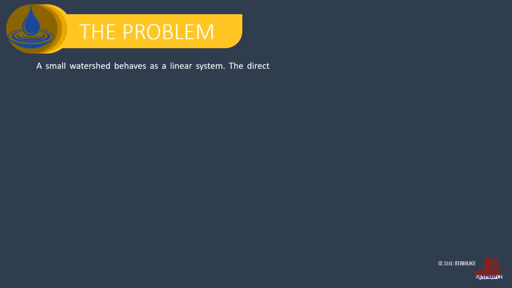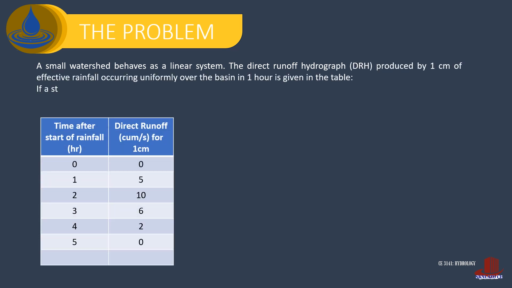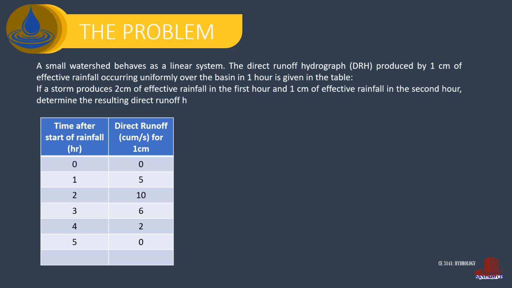The second example involves a small watershed where the 1 centimeter unit hydrograph has been established, as shown. There was a recent storm over the area and it produced 2 centimeters of effective rainfall in the first hour, and another 1 centimeter of effective rainfall in the second hour. We are to determine the resulting direct runoff hydrograph using method of superposition.